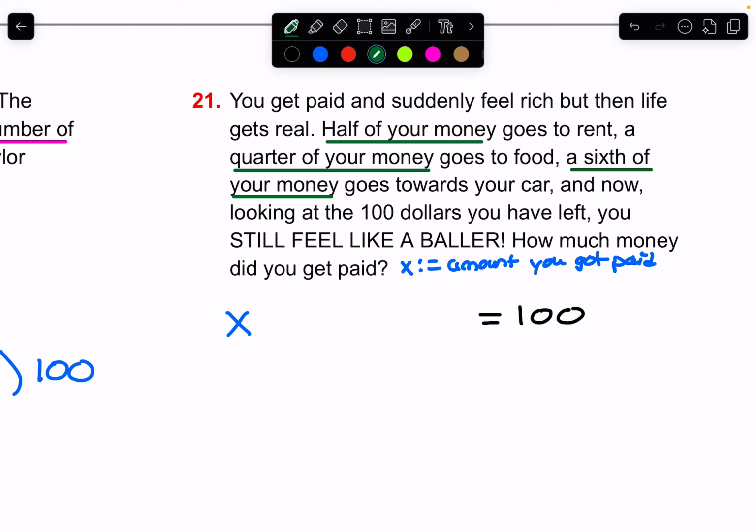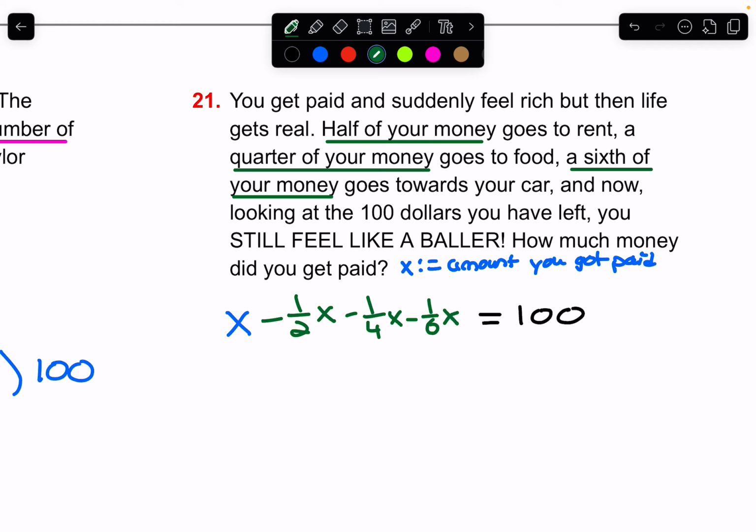Well, how do you represent losing half your money? Minus 1/2 X. Okay, because we didn't just lose half, we lost half of our money. So we have to multiply 1/2 times the amount of money we got. Then we lose a quarter of our money. Okay, so then minus 1/4 X. Then we lose a sixth of our money. Okay, so minus 1/6 X.